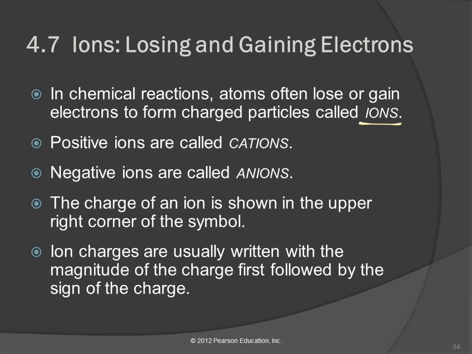So ion is a charged atom. It becomes charged because of a change in the electrons. The number of protons doesn't change. And then we have special names for negative and positive ions. Positive ions are cations, negative ions are anions.